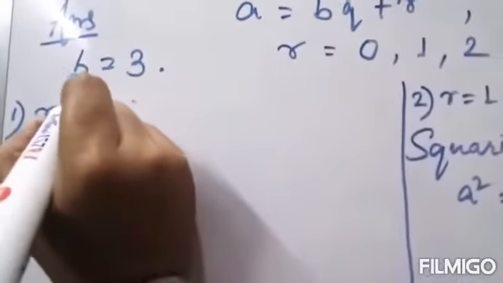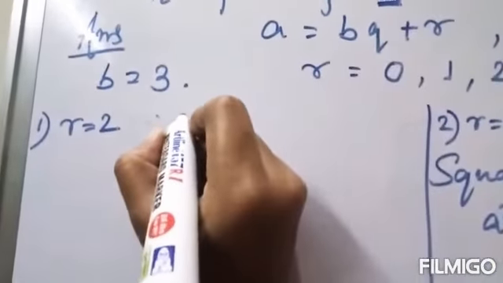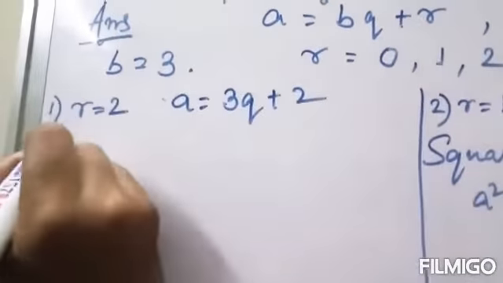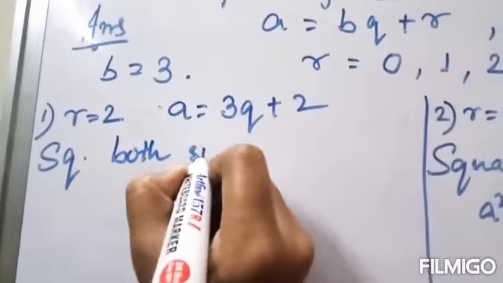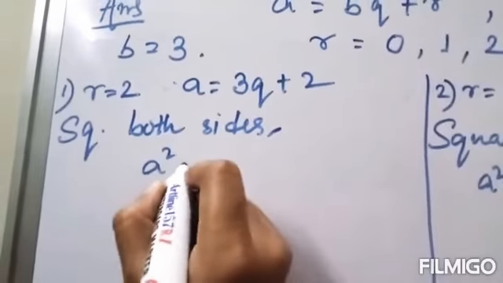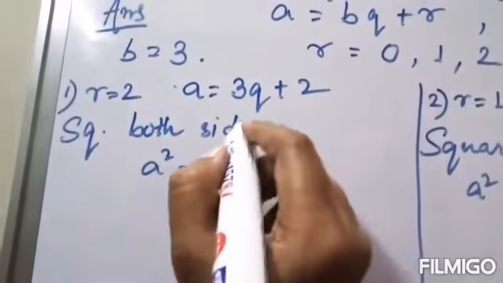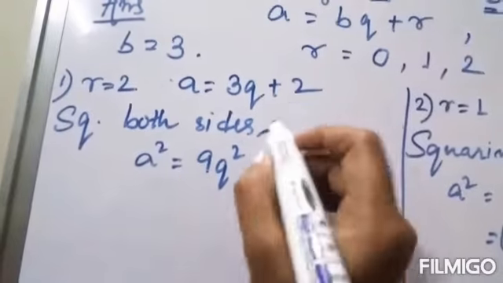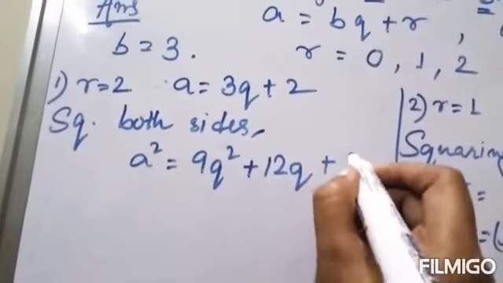Now our next value of r is 2. Okay, so again the same process, 3q plus 2. So squaring both sides, we have a square equal to 9q square. I'm not showing it again. Similarly, in place of 1 you will just write 2, and 12q plus 4.